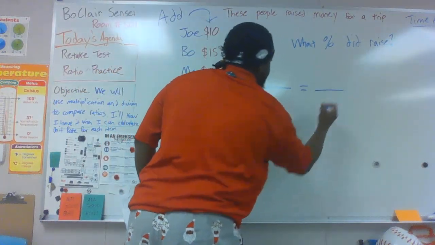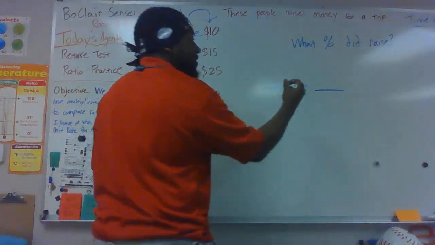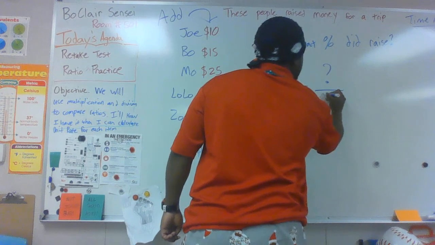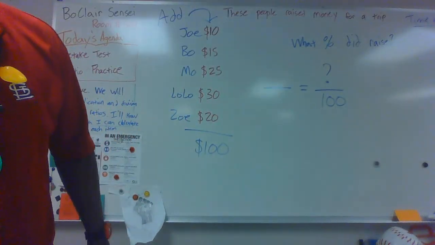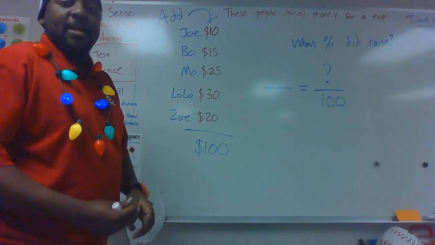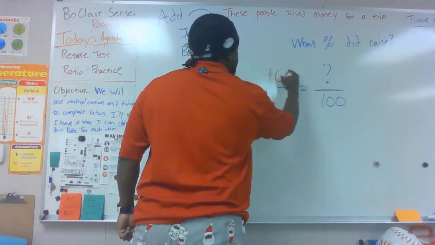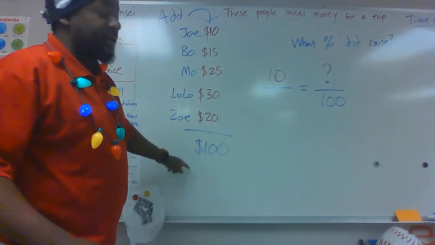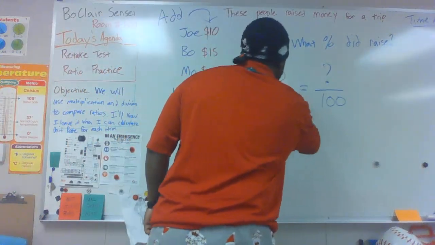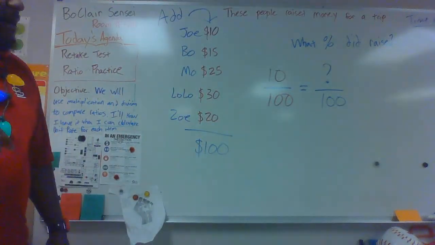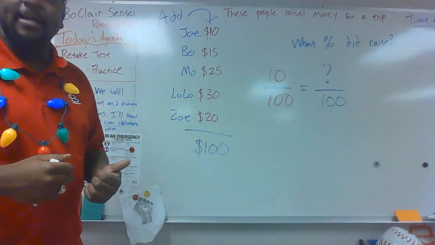Remember our two fractions that are equal to each other? The thing we're looking for is the percent. So I'm going to put a question mark over 100 on this side. I know that Joe raised $10. And that was $10 out of my total amount, which is $100. So my whole amount is $100. Now I need to go through my proportion steps. Cross multiply and divide.